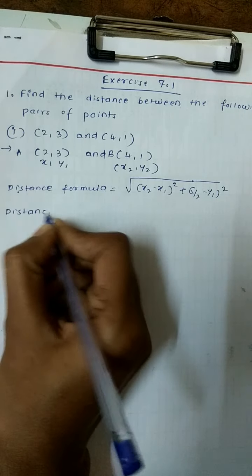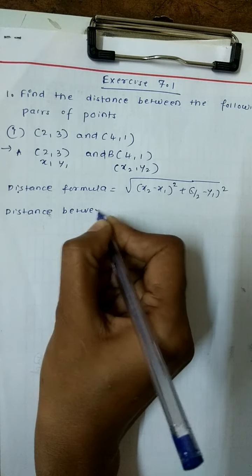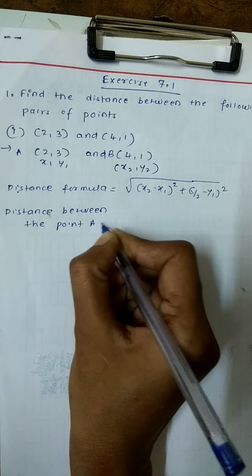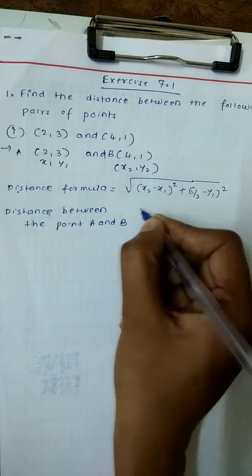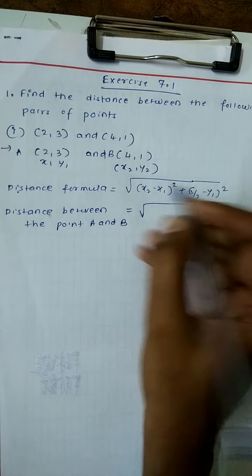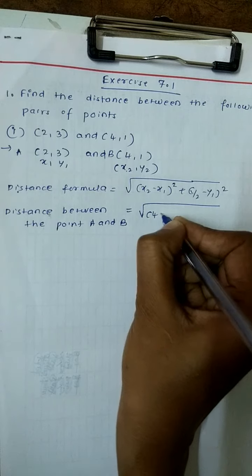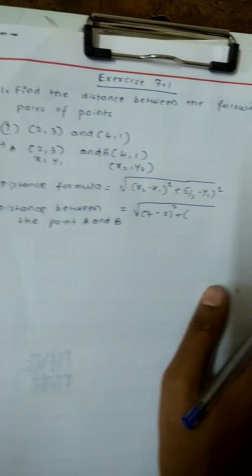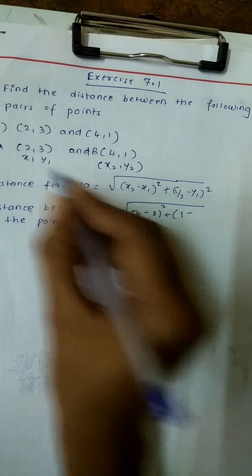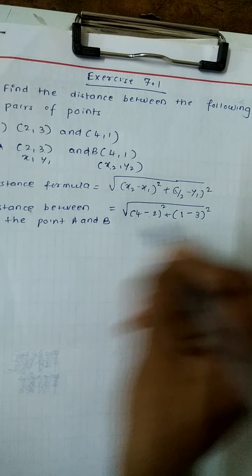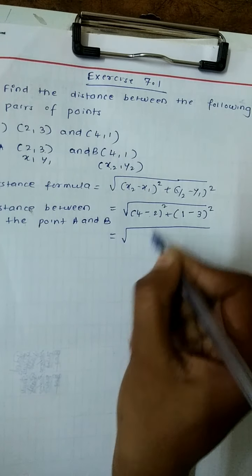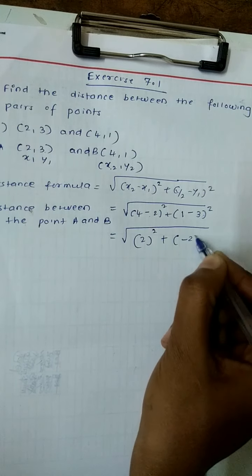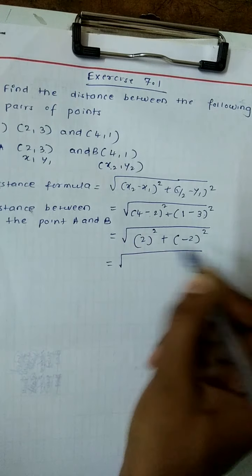The distance between the points A and B, or you can just write AB, equals the square root of (x2 is 4 minus x1 is 2) squared plus (y2 is 1 minus y1 is 3) squared. So the square root of (4 minus 2 is 2) squared plus (1 minus 3 is minus 2) squared. Find the squares first.